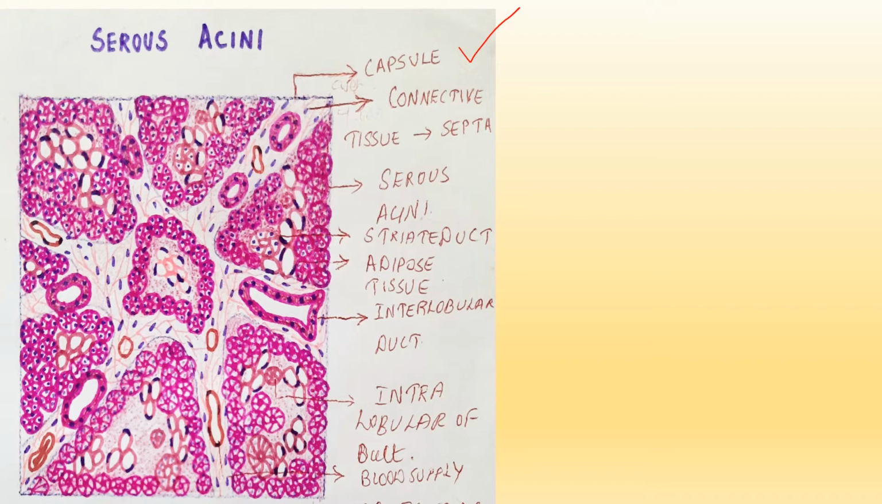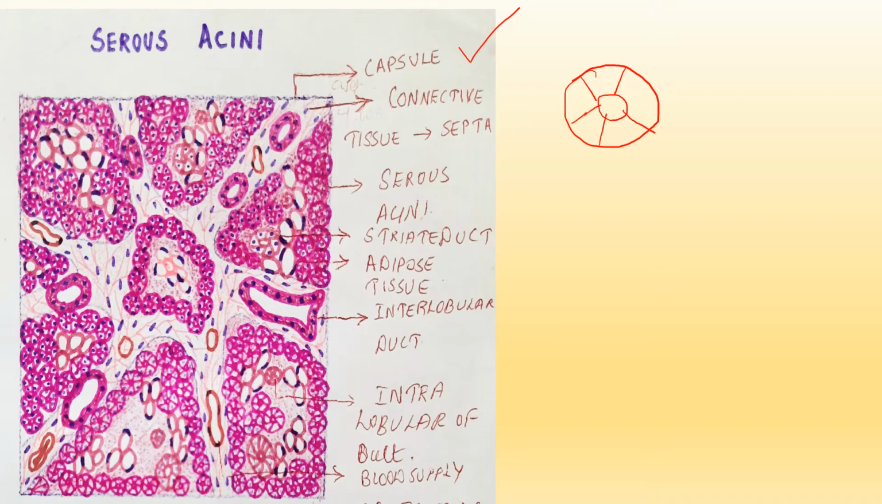And then apart from that, you can see the serous gland. If you see the serous gland, it is pyramidal in shape and you can see the rounded nuclei at the center and a small lumen. Initially, it will be a rounded structure made of pyramidal cells with a small rounded lumen.